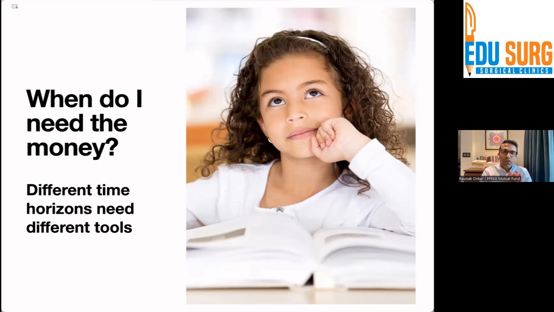So if you have a shorter term need, you need a different kind of a financial product. And if you have a longer term need of that money, you don't need to get that money today or in the shorter term, then actually you have a different choice to make in terms of which product to choose. So keep this in mind when you look at all these options that I will walk you through.